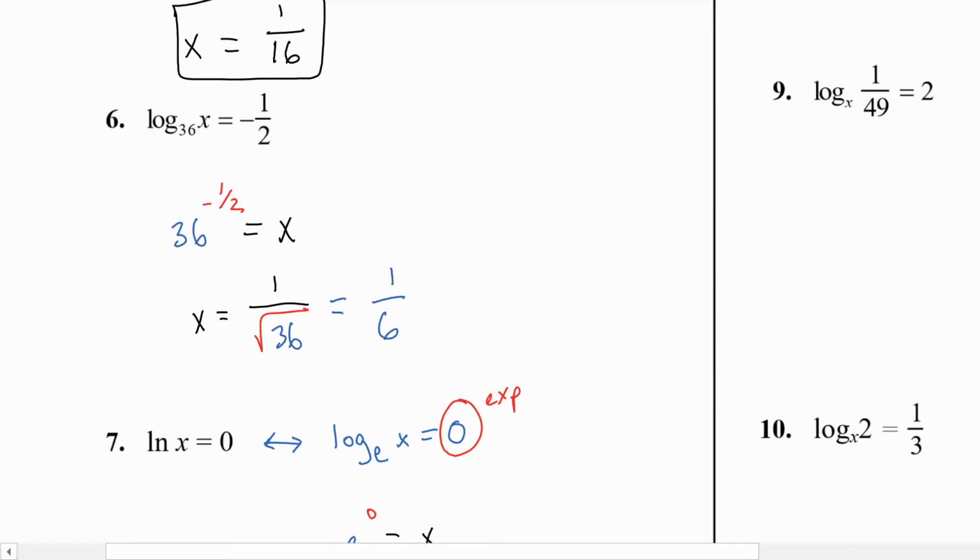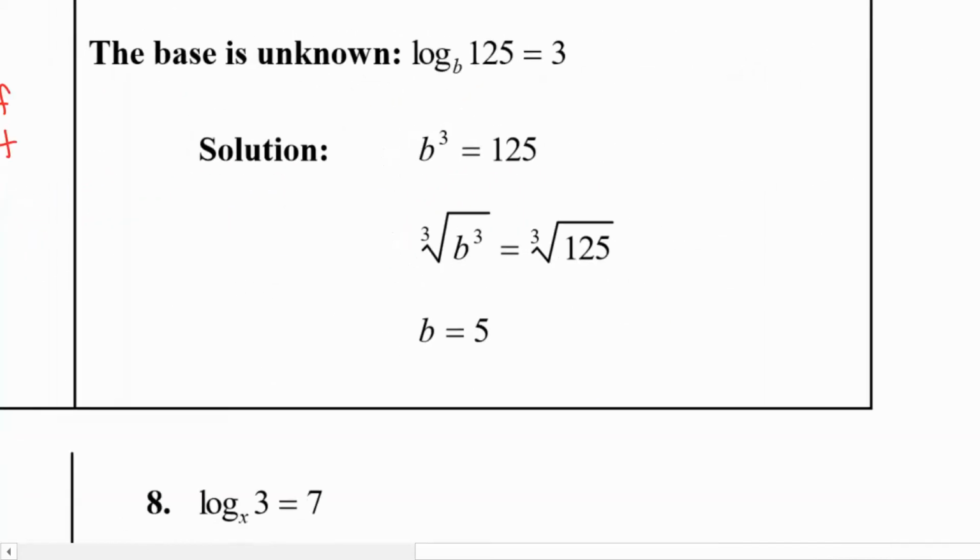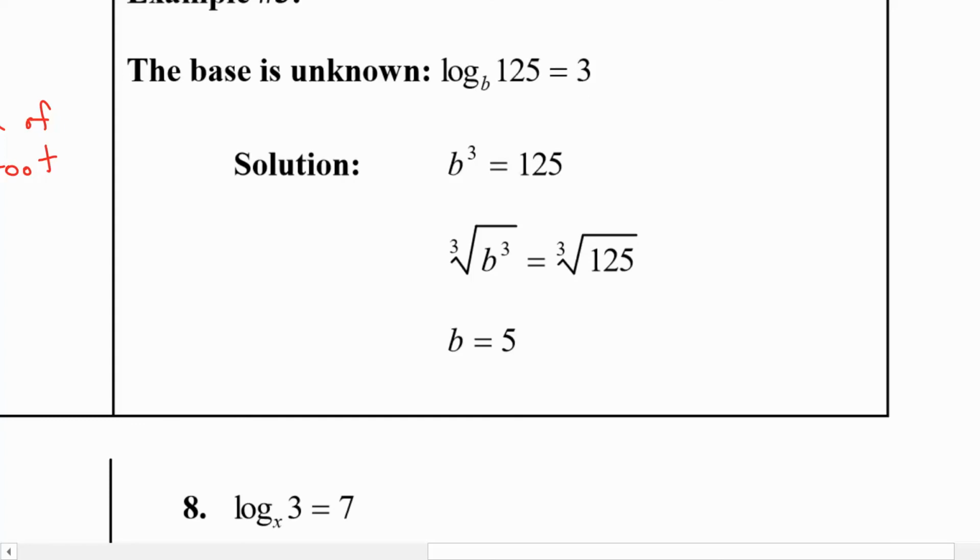All right, so for our next 3, we're going to go back up to example number 3, and that is when our base is unknown. And again, the first step is still the same. So the example here, log base b of 125 equals 3. Again, all we're going to do is rewrite it. So the base of the log is b, the base of the power is b. Logs equal the exponent. So the exponent is right there, and that equals the argument 125.